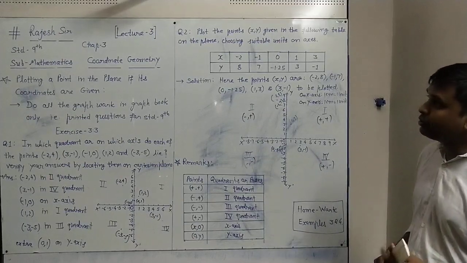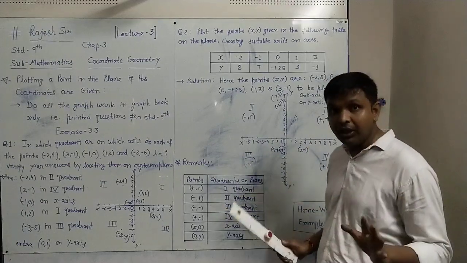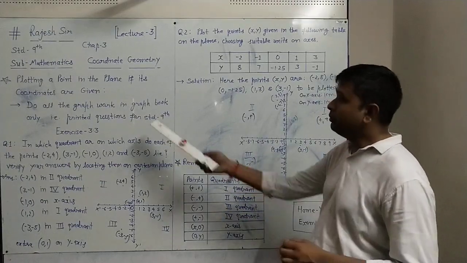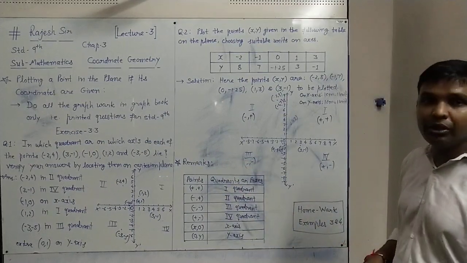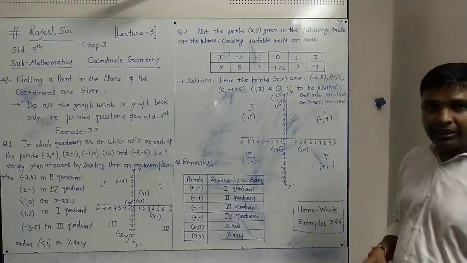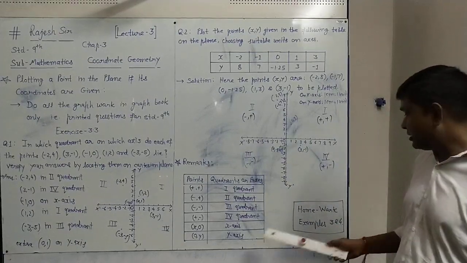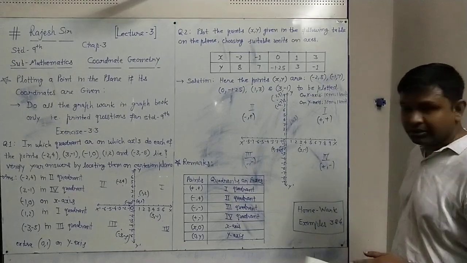After seeing this video, do questions number 1 and 2 in the graph book only. Once again I will tell you, buy the printed question paper type graph book, and complete all the graph work in that. And in the printed graph book, you will also find examples 3 and 4. So that will be your homework to do yourself.